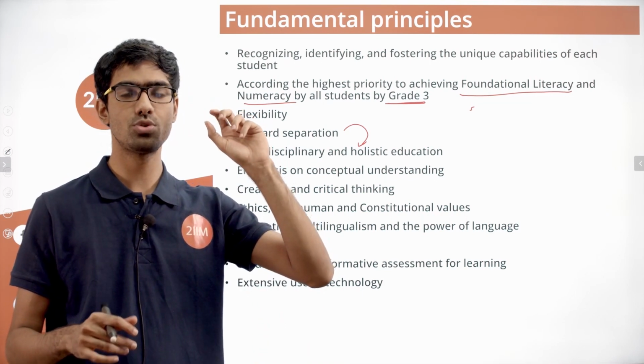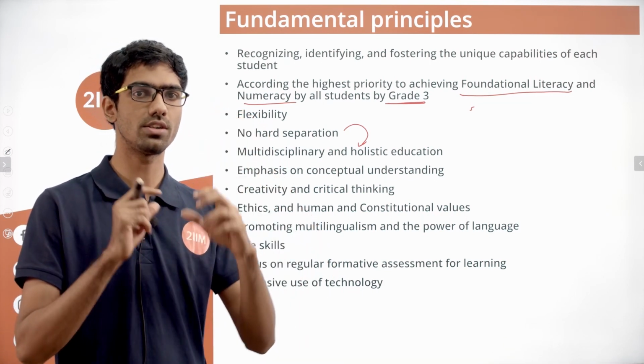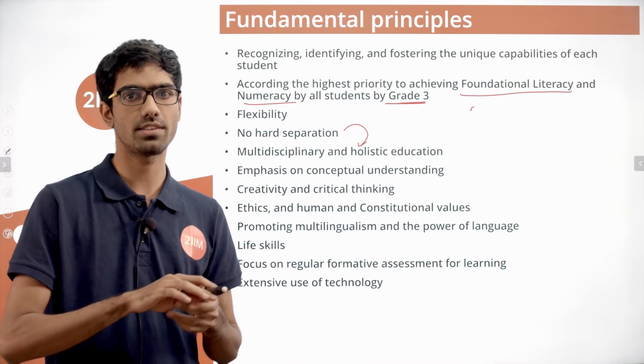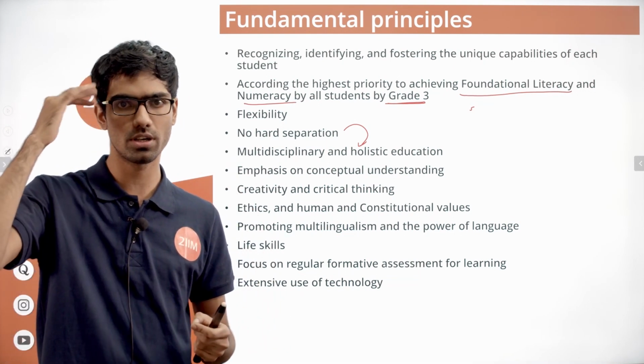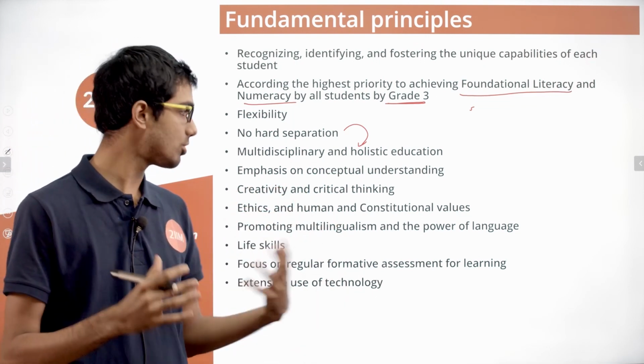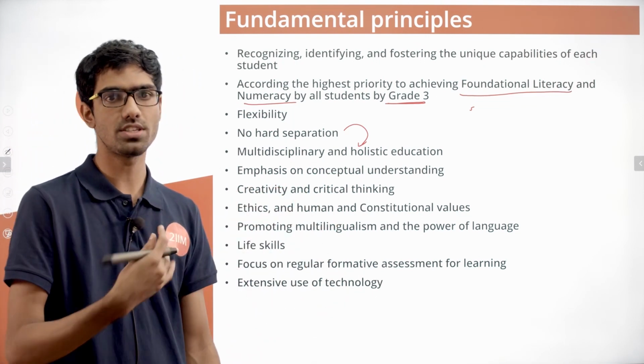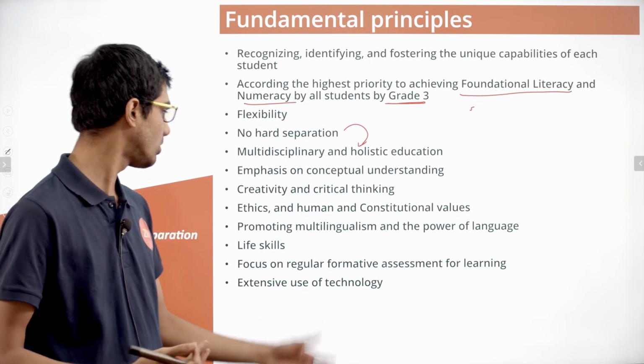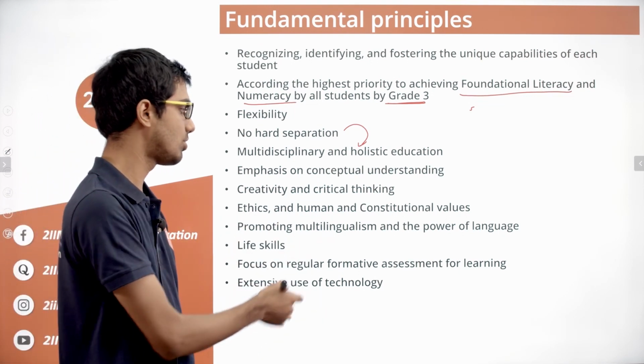The school system shouldn't force the students to only concentrate on rote learning and memorization. There are certain components beyond that foster the cognitive development of students. Creativity and critical thinking, again the most important point that all the CEOs, all the CXOs, all the entrepreneurs keep talking about. The next is ethics and human and constitutional values.